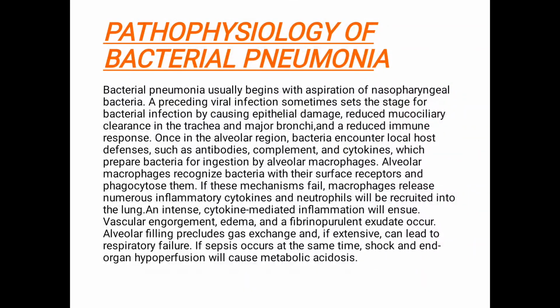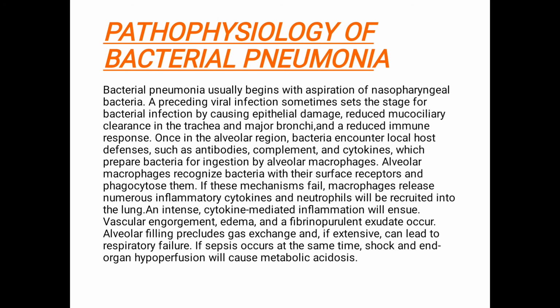Now coming to the pathophysiology of bacterial pneumonia. Bacterial pneumonia usually begins with the aspiration of nasopharyngeal bacteria. A preceding viral infection sometimes sets the stage for bacterial infection by causing epithelial damage, reduced mucociliary clearance in the trachea and major bronchi, and a reduced immune response.